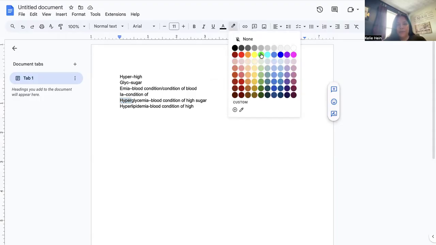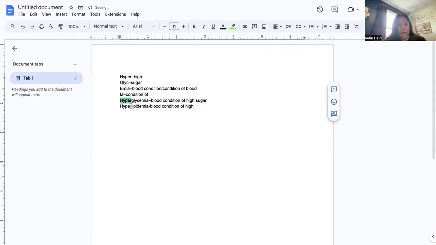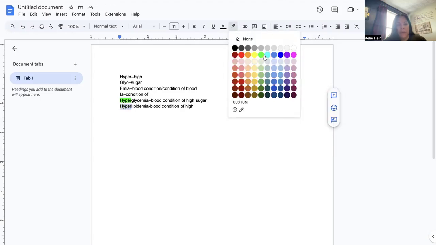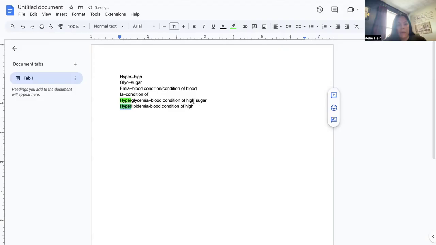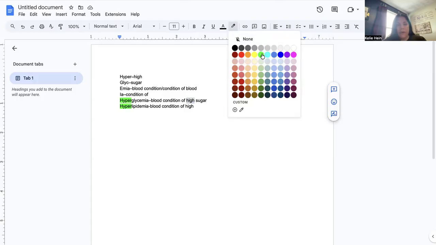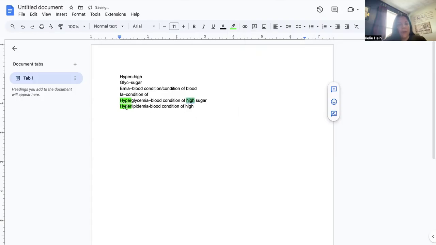Hyper. Okay, here's your prefix, hyper. Hyper is going to be high. Okay, so high in this case in hyperglycemia, it's high sugar. Okay. In hyperlipidemia, what's lipid? Fat. Okay, so blood condition of high fat. This is high cholesterol, guys. Okay, because cholesterol is a fat.